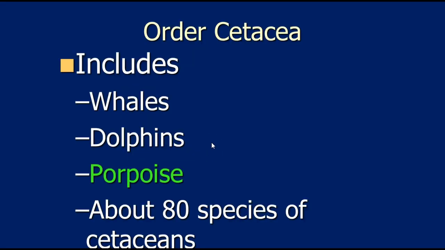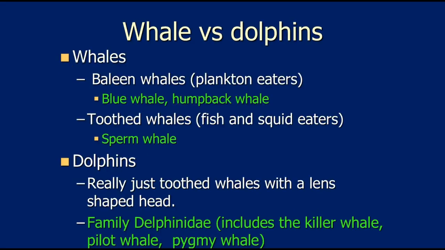So now we drop down to something even more specific. We drop down to something called an order. So we're going to be looking first at order Cetacea. This includes whales, dolphins, porpoise, and there's about 80 different kinds of cetaceans. So 80 different kinds of whales or dolphins or porpoises. So what's the big difference between a whale and a dolphin?